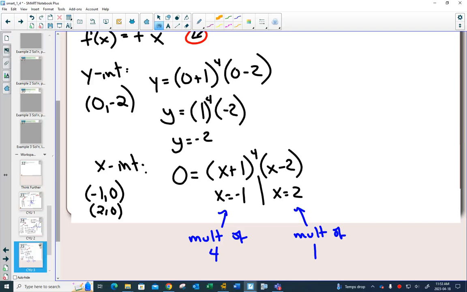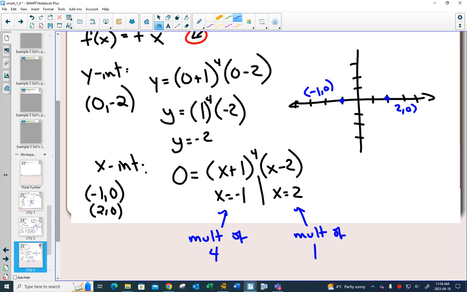So when I go to graph this, I'm going to label all of my x-intercepts and y-intercepts. So negative 1, 0, 2, 0, 0, negative 2. And I know my end behavior says it needs to start down here and end up here. I now have enough information to draw this, okay? But again, I'm going to go through some common mistakes.